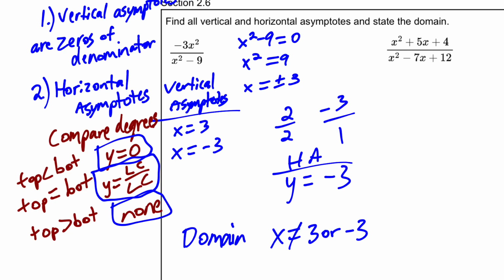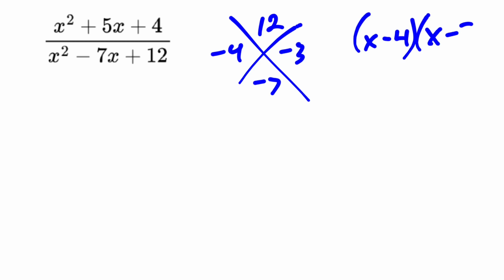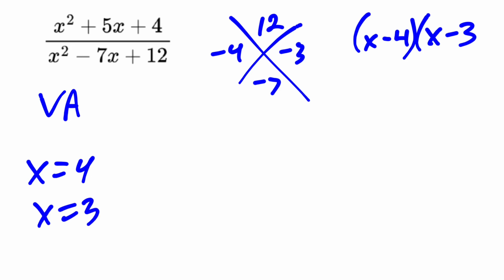Let's use these same ideas for the next one. First of all, the vertical asymptotes are the zeros of the denominator. So if I think about this one and I put 12 and negative 7, I think negative 4 and negative 3 are the answer. This is how I could factor the bottom. So the vertical asymptotes are x equals 4 and x equals 3.